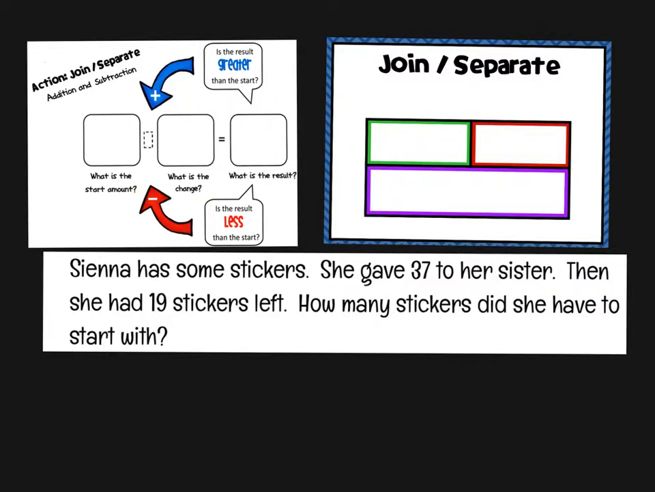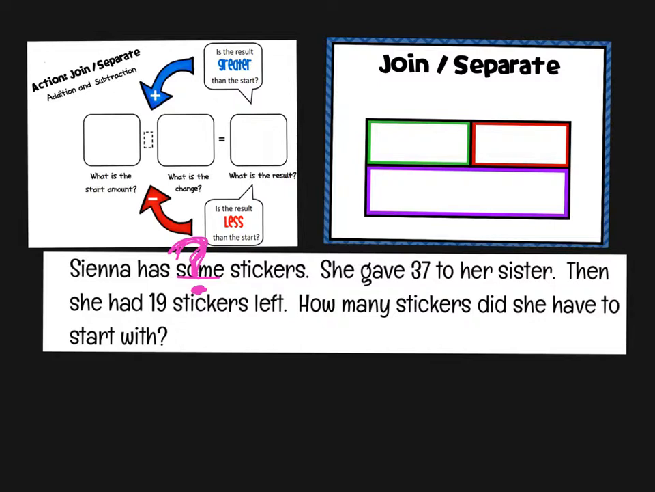Okay, here's our next problem. We read it all the way through, and the second time we read it, we do our mind movie. Sienna has some stickers. Wait a minute. Stop right there. What did you notice? That's right. Some. Is some a number? No, some is not a number. So put your question mark right there. Some stickers, question mark. Okay, Sienna has some stickers.